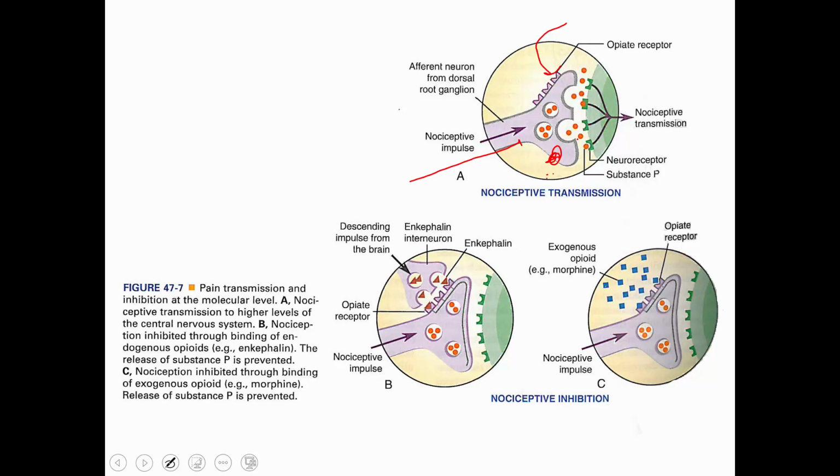So that opioid could come from, say, enkephalin, from this particular anti-nociceptive axo-axonal synapse, or we can add exogenous opioid from the outside. We can give somebody morphine, and that also can use the anti-nociceptive pathway.